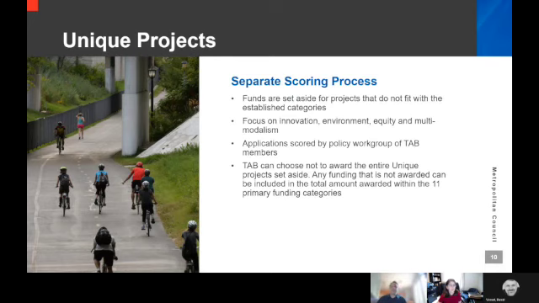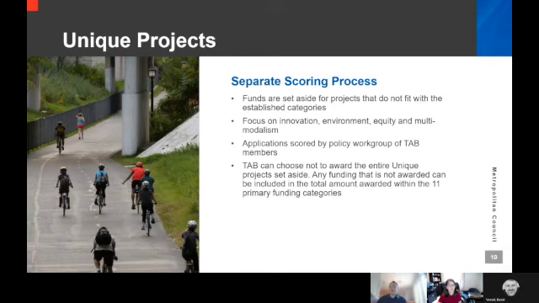10 or 15 years ago, we funded diesel engine retrofits. We funded some shared mobility services. And the focus is generally on innovation, environment, and multimodalism and equity. So the unique projects didn't really have a scoring process until this year. This year, in the last solicitation, we set aside $4.5 million from this solicitation. And the reason for that is because the turnaround on those projects and the funding process on those projects is a little bit quicker than our usual roadway type projects.